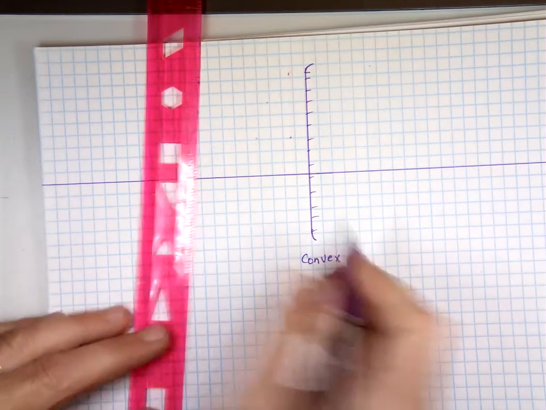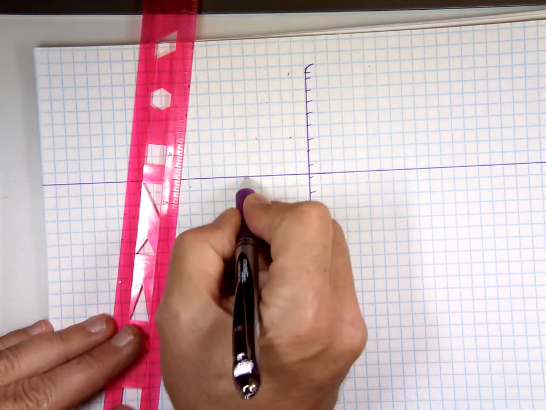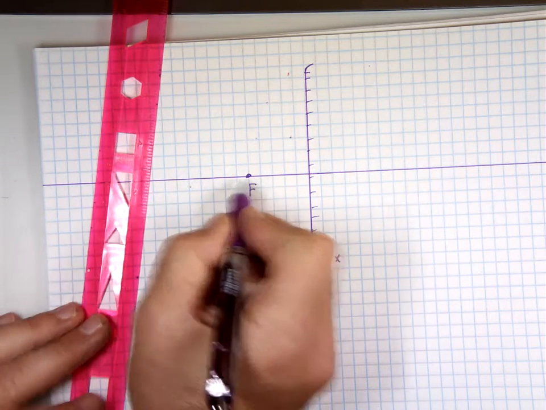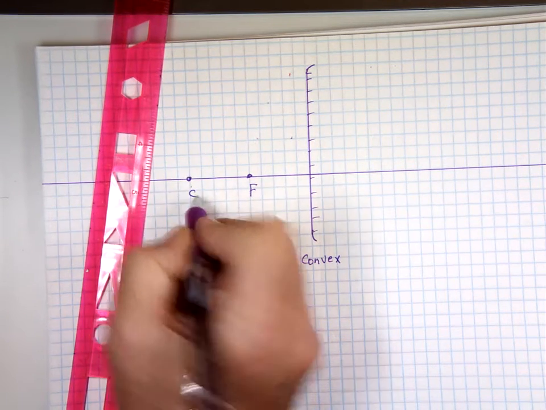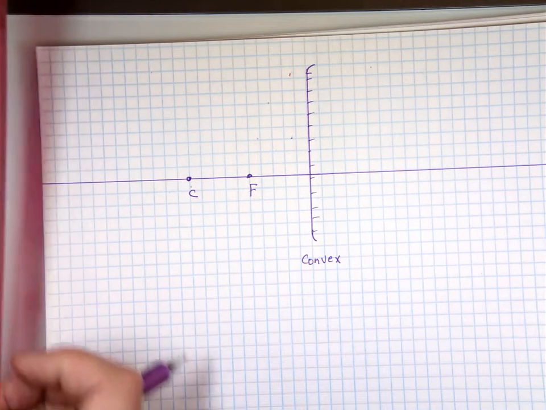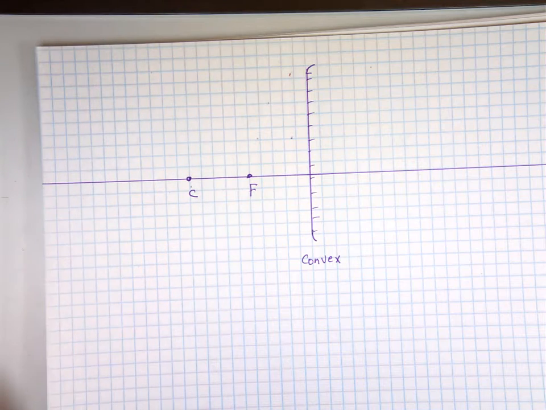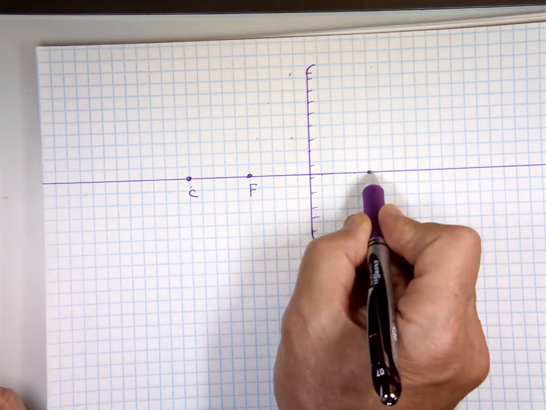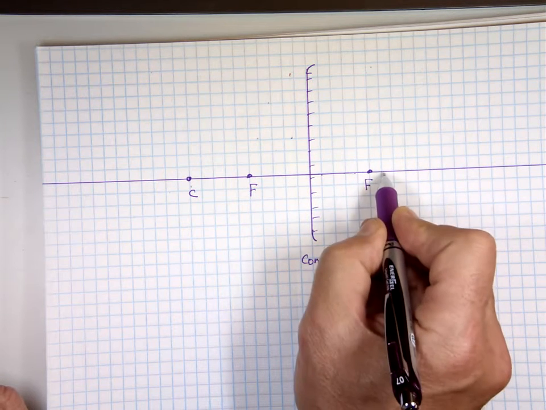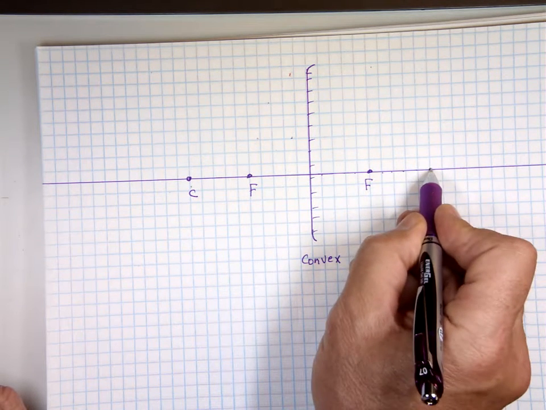1, 2, 3, 4, 5. It doesn't have to be 5. I'm just using a scale of 5 here. 1, 2, 3, 4, 5. And you put an object there. It really doesn't matter where the object is placed. The mirror actually has another 1, 2, 3, 4, 5. That's where the focal point is on this end. And 1, 2, 3, 4, 5. That's where the center is on that end for that mirror.